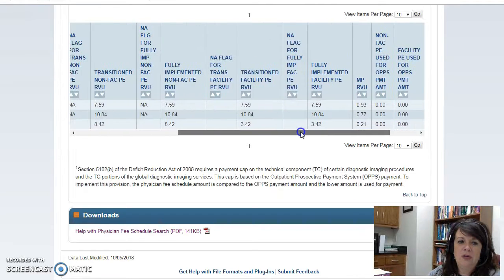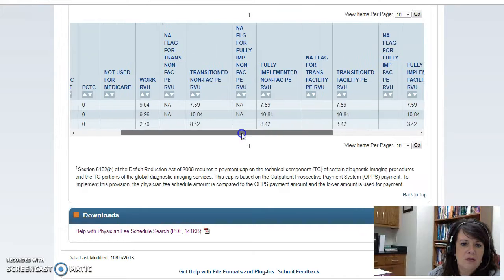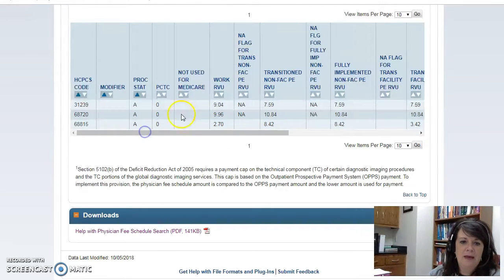What I want you to use is, let's see, the work RVU right here. I kind of wrote this column down on a piece of paper, and I wrote we have 9.04, 9.96, and 2.70, okay, for each one of these codes. This is the work RVU, okay?